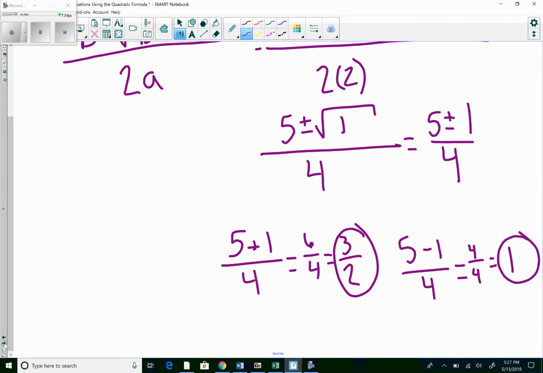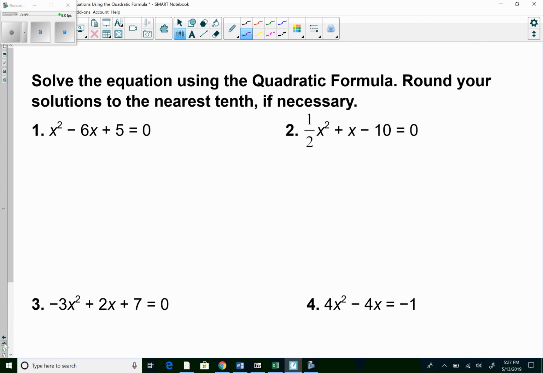Just for the sake of the video and for time, I am not going to do any more of these. They do say for the directions to round your solutions to the nearest 10th. I'm just going to give you guys a hint. Number 2, for sure, you will need to round to the nearest 10th. I believe number 3, you're going to have to as well.